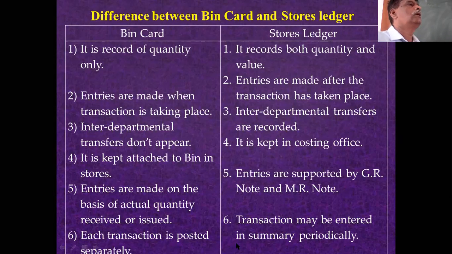Summary periodically means you collect all the goods received notes and material requisition letters, and enter them in the book, summary-wise. That is the distinction between bin card and store ledger.